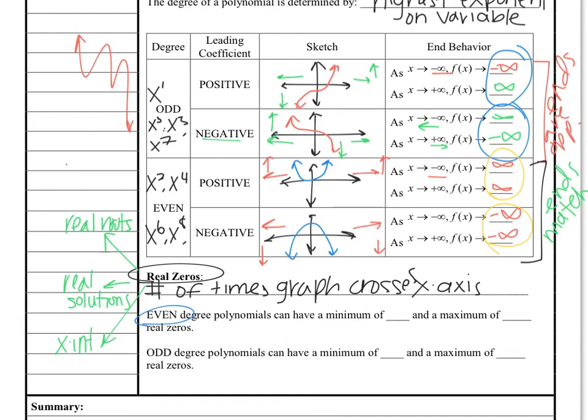And if we have an even degree polynomial, it has a minimum of 0 roots, real roots, I should say, and a maximum of n. So again, n is the degree. Maybe we should write that. N equals degree of polynomial. And for an odd degreed polynomial, it has a minimum of 1. Remember, it has to cross the x-axis at least once, but it can cross it as many times as the degree allows. So if it's a 5th degree, it can cross it 5 times.